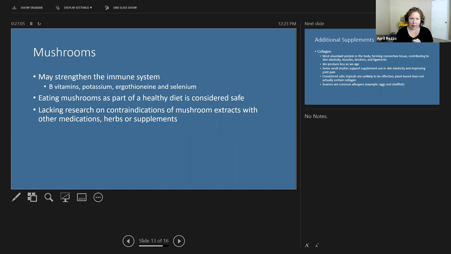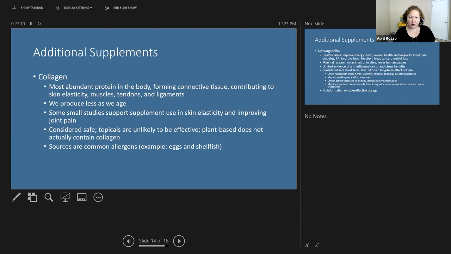So I said we were going to talk mostly about food, but there were a couple of supplements that I wanted to throw out there because they've been so popular. Collagen has been super popular. It's typically a powder that you mix into water or coffee and drink. Collagen itself is one of the most abundant proteins in the body, forming connective tissue. And so it contributes to your skin elasticity, muscles, tendons, ligaments. The problem is that collagen production in our body decreases as we age. So there is a lot of interest in taking collagen supplements to help with skin, wrinkles, nail strength, joint pain.